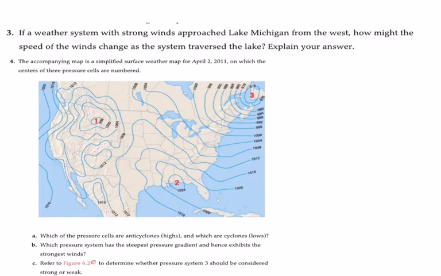I think you guys both can see how this is 996, 1000, 1004. It's getting higher. So that means this is a low. Yeah, so it's a cyclone. Yep. What about number 2?